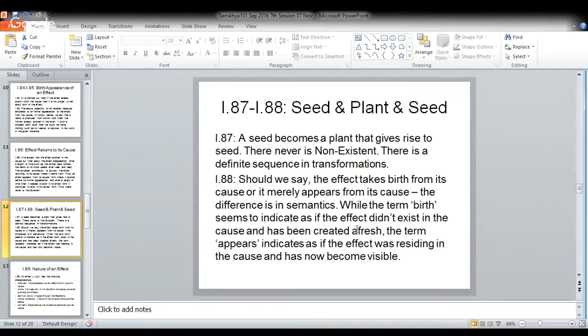While the term birth seems to indicate as if the effect didn't exist in the cause and has been created afresh, the term appears indicates as if the effect was residing in the cause and has now become visible. All this is a matter of semantics, but the fact of the matter is indisputable.